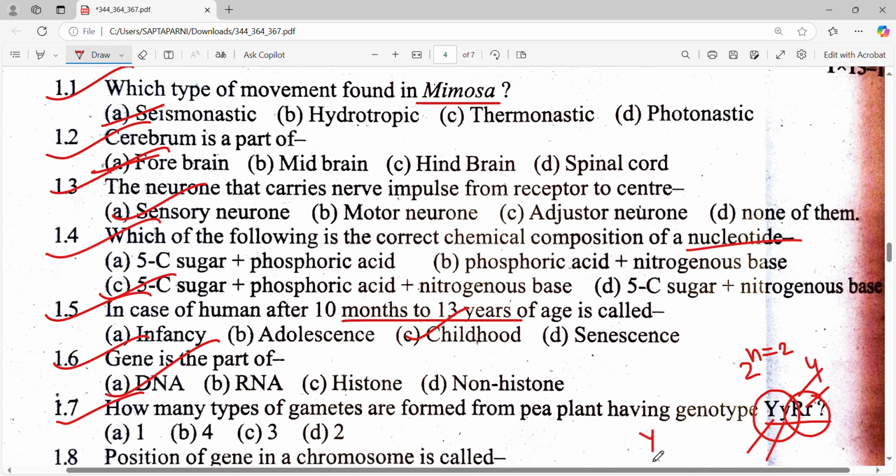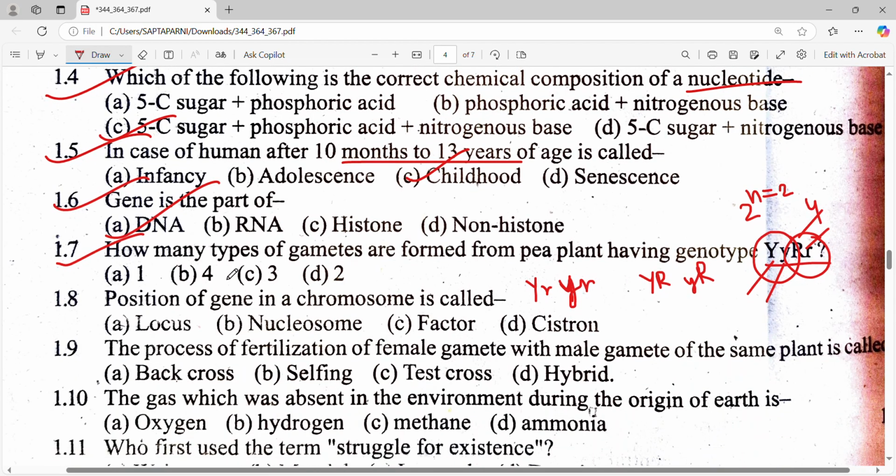One would be capital Y, capital R. Then another one would be small y, capital R. Then capital Y, small r, and small y, small r. Okay, so these are the 4 gametes that could be formed from this genotype. So the correct answer is 4.